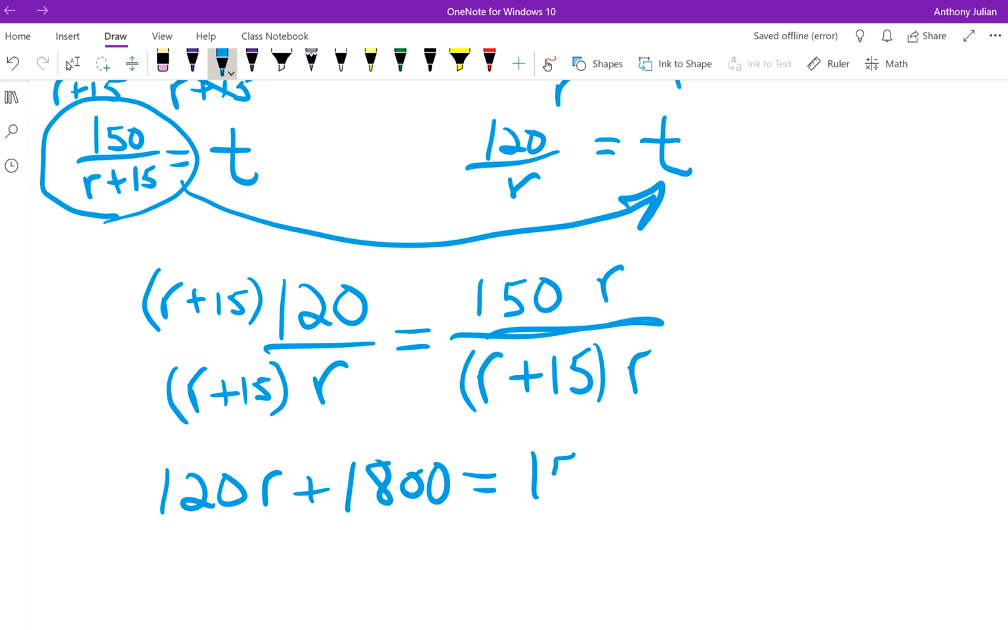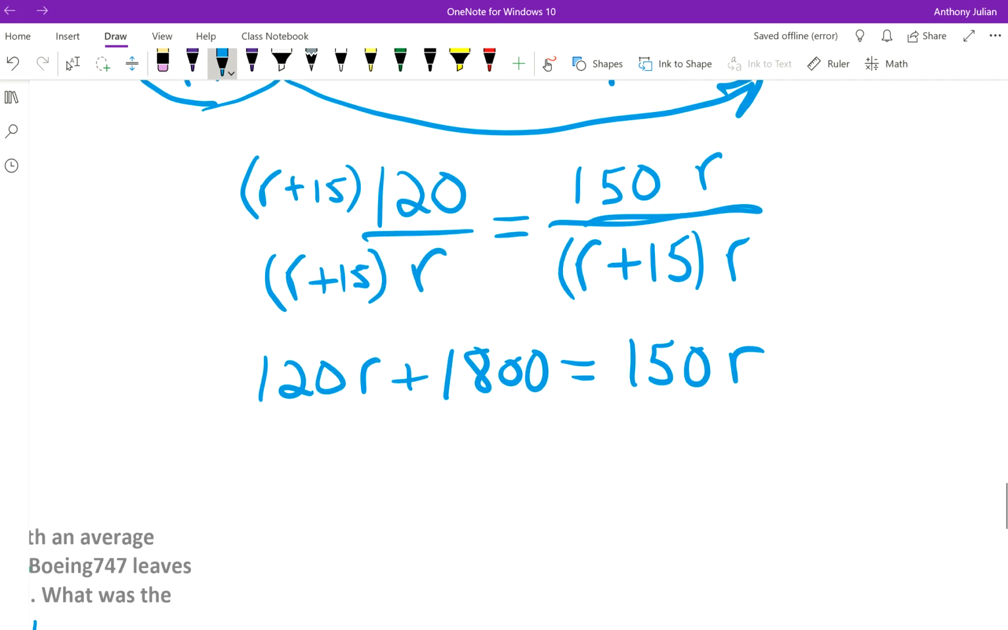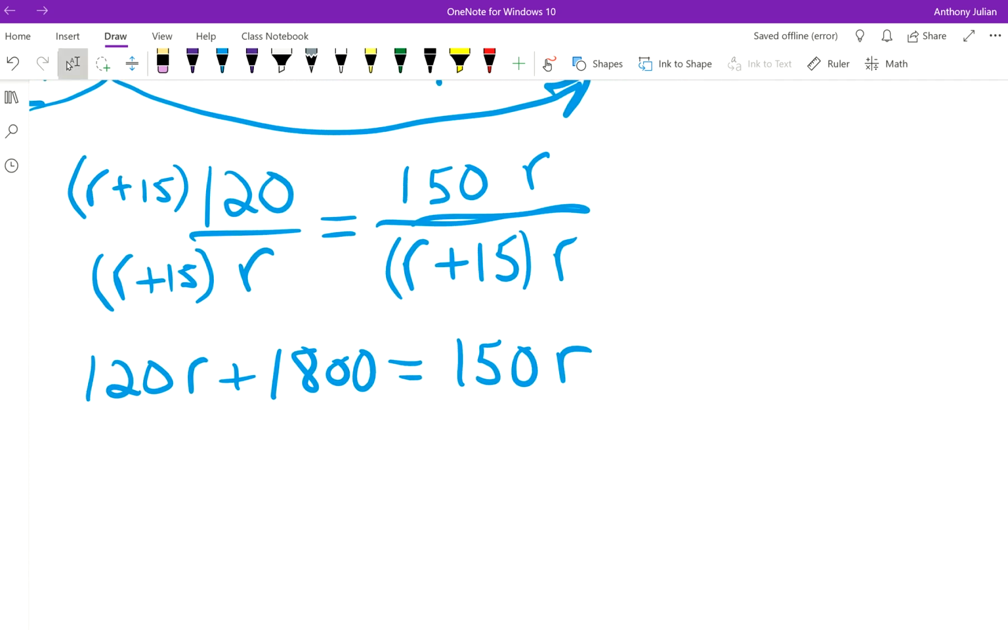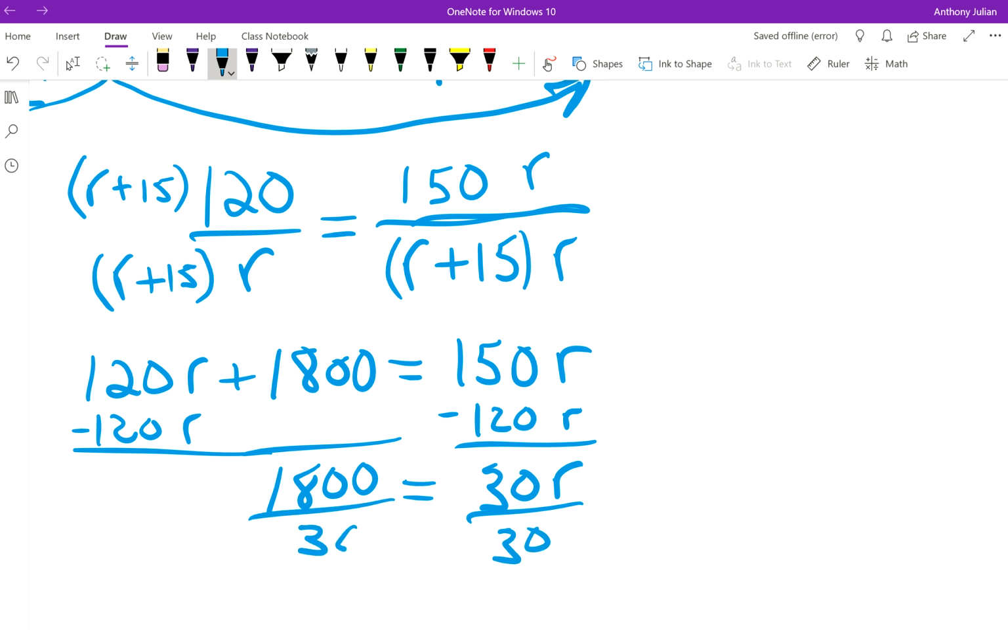And that equals 150 times R, which is 150 R. So it looks like I got something on the easier side here coming, because I'm going to subtract 120 R from both sides, and that'll give me 30 R equals 1800. Dividing by 30, R equals, zeros cancel, 60 miles per hour.